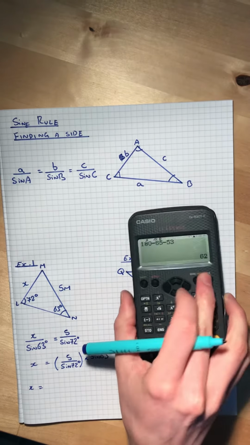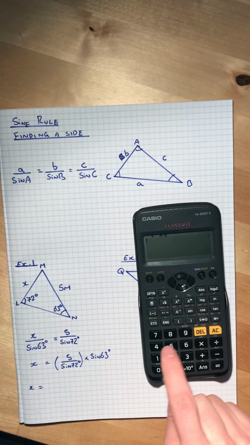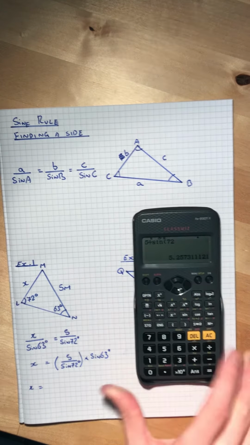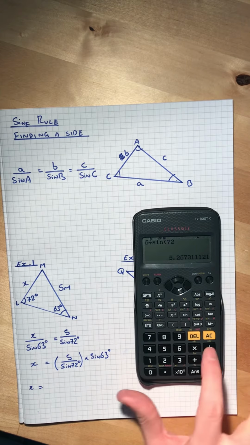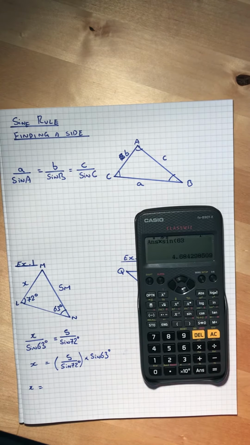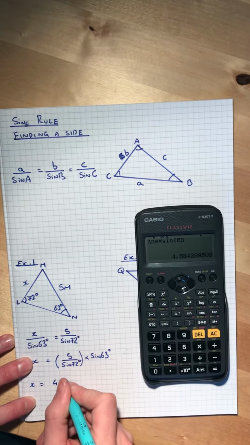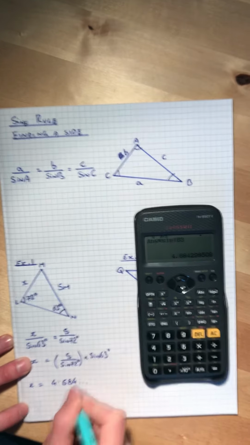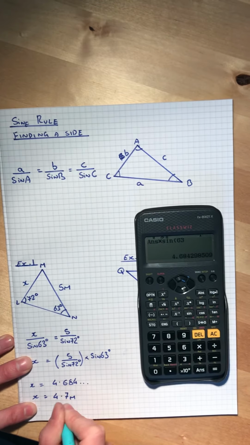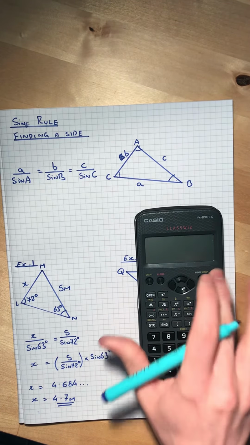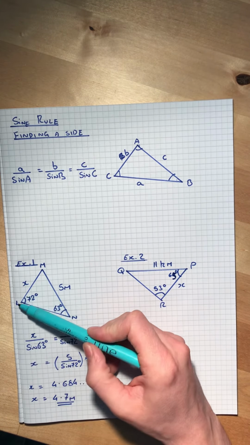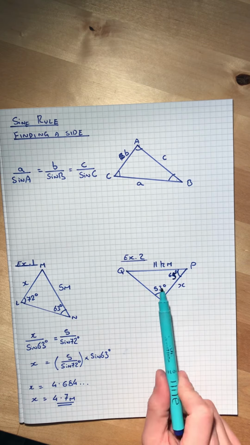So we can get a calculator and do 5 divided by sine 72, and then I press equals because it saves that and calculates it, and then we just do times sine 63, which gives us 4.684, which rounding to one decimal place will be 4.7 meters. So there, from the sine rule, we've been able to calculate the length of an unknown side. So let's do another one.